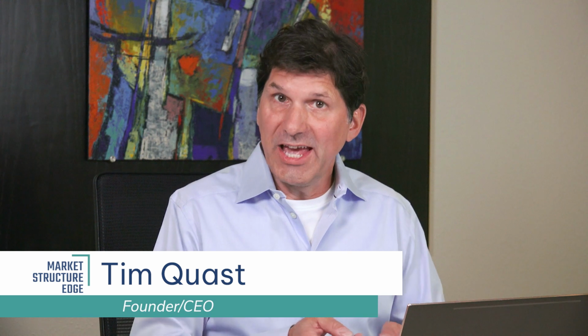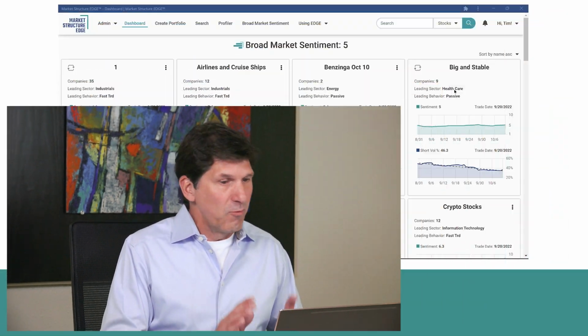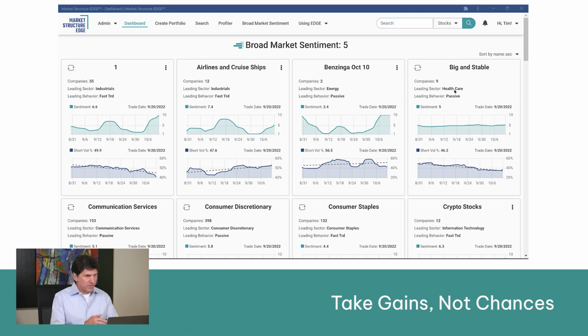I want to take a few moments now to talk about navigation, just using the platform. Some basic things to know. Right off the bat is the dashboard. This is Command Central. Each of these tiles represents a portfolio. We create about 13 of them for you, actually 15.